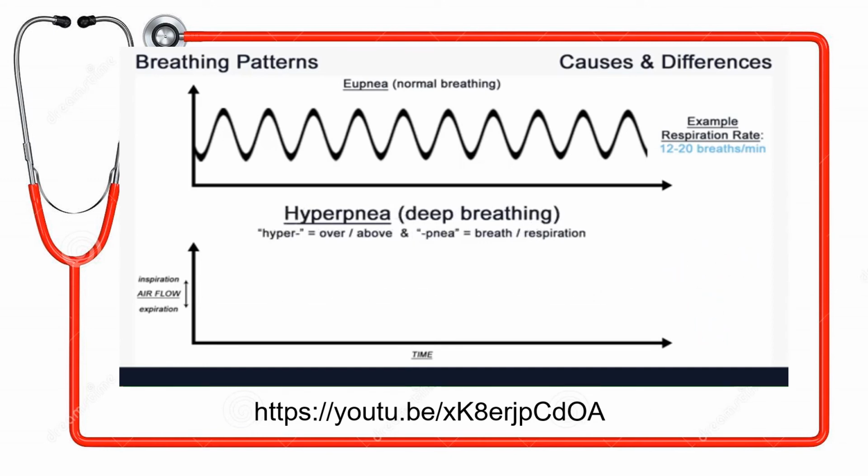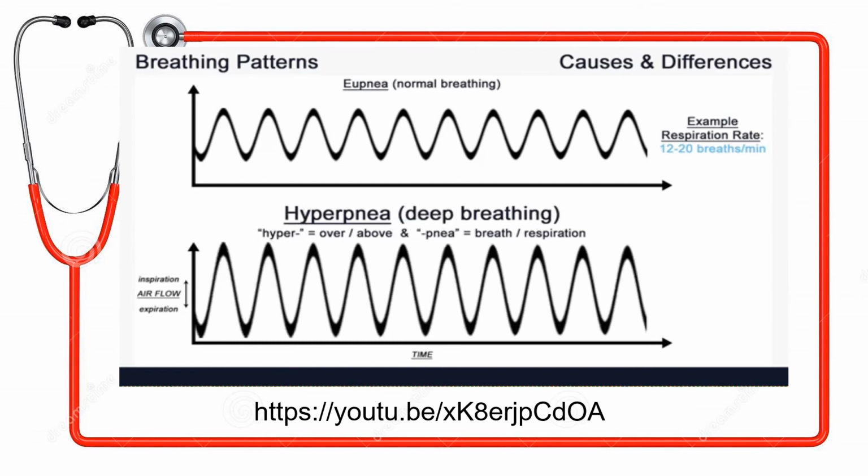Hyperpnea is breathing in more air than normal. You can think of this as taking deeper breaths. This is represented by a taller wave. Do note that hyperpnea doesn't necessarily mean the respiration rate is increasing. Again, it's deeper breaths rather than faster breaths. However, in some cases, you can have both hyperpnea and tachypnea at the same time. Hyperpnea may be caused by exercise, anemia, high altitudes, and more.